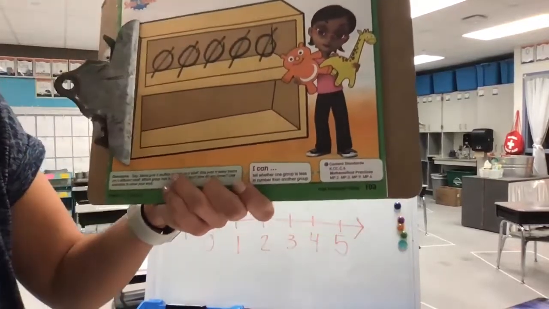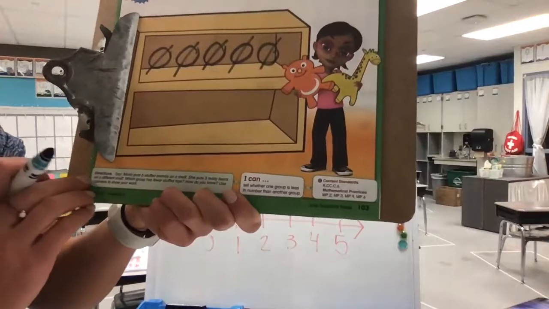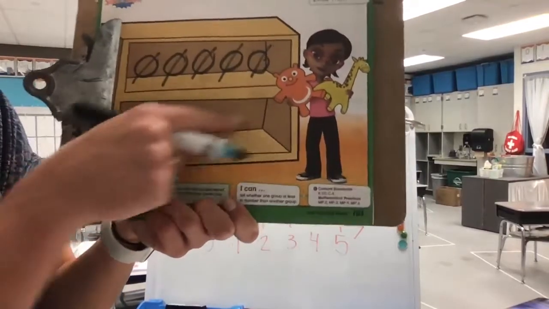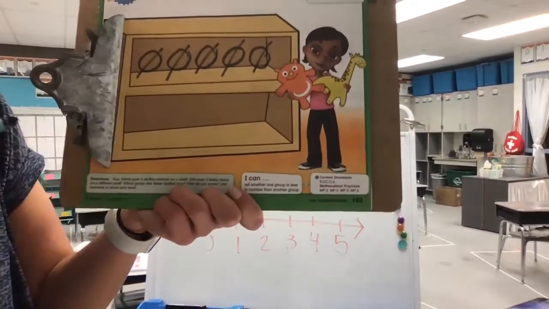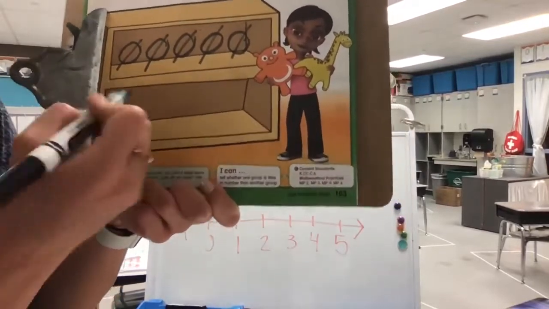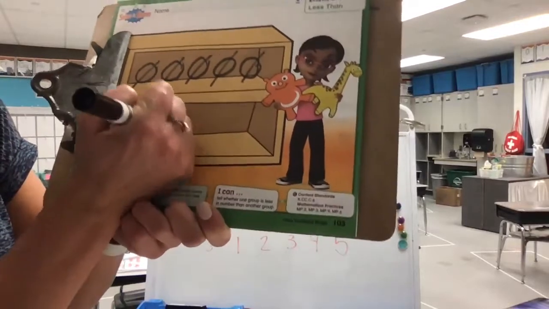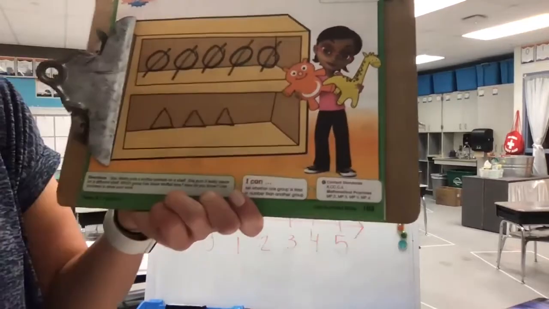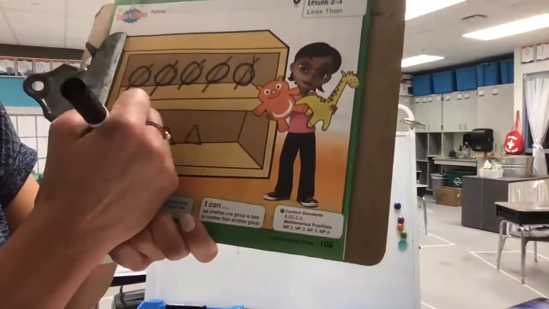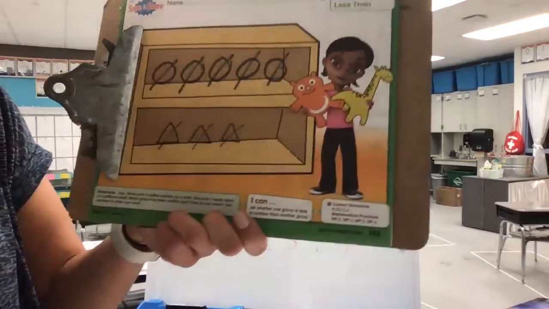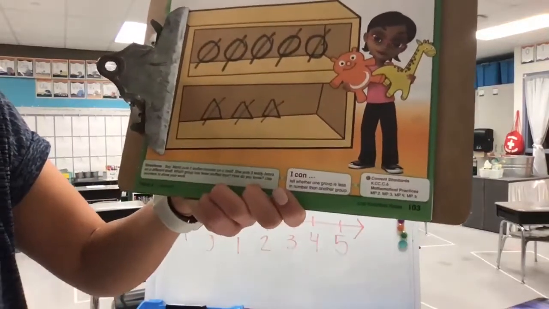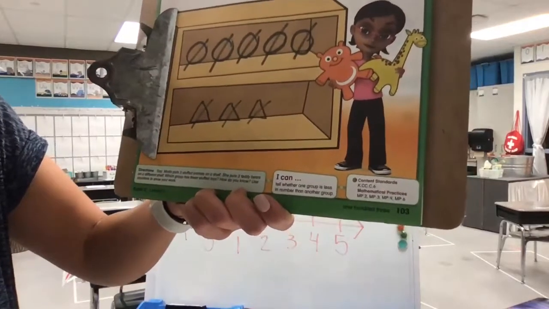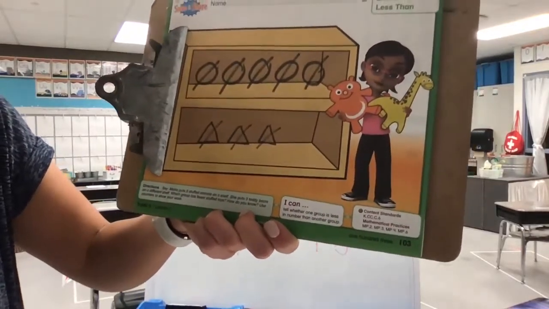Okay. It says she puts 3 teddy bears on a different shelf. So this is a different shelf where we're going to draw 3. Let's draw 3 triangles. Ready? 1, 2, 3. Now let's mark out to make sure we have 3. 1, 2, 3. Okay. Now our question asks us, which group has fewer stuffed toys?